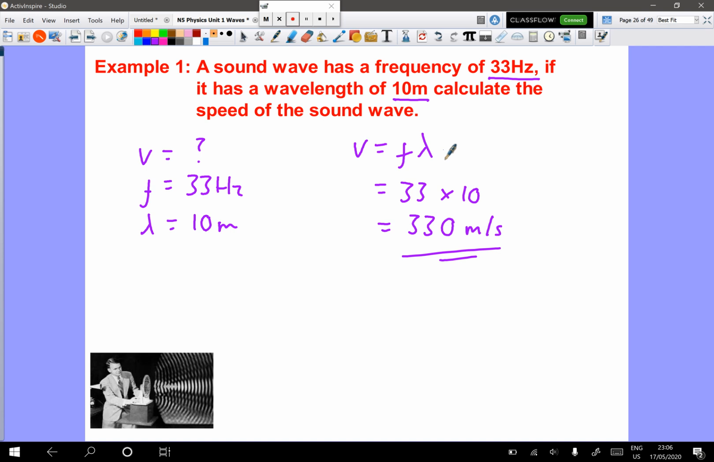This is a standard 3 marker again. So notice what I'm saying about different equation, same technique. One for the equation, one for the substitution, one for the final answer, which must be the number plus the units.